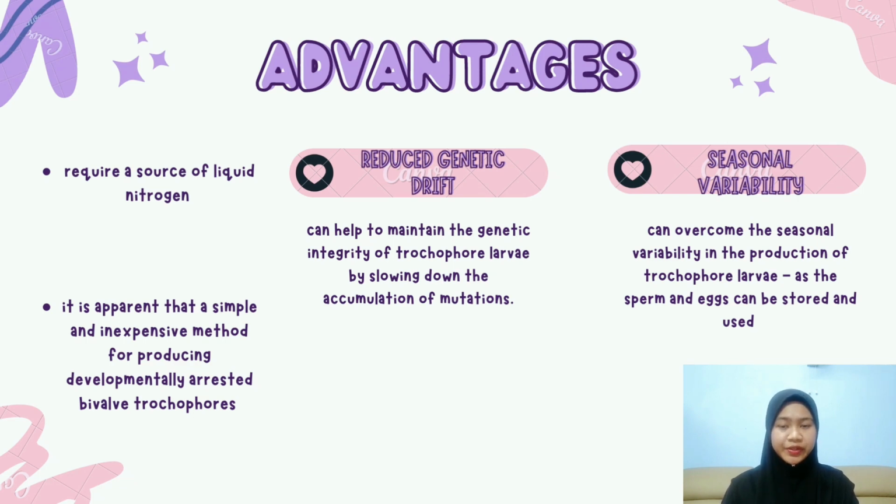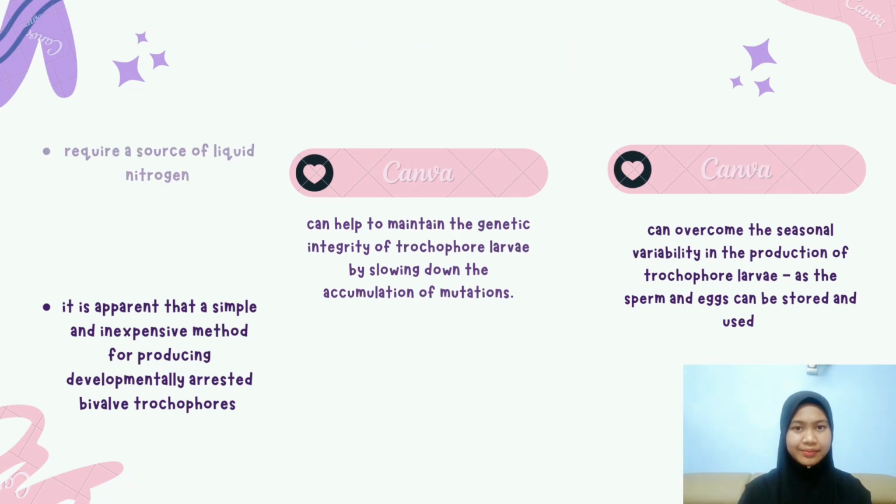Reduce genetic drift. It can help to maintain the genetic integrity of trochophore larvae by slowing down the accumulation of mutations. The last advantage is seasonal variability. Cryopreservation can overcome the seasonal variability in the production of trochophore larvae, as the sperm and egg can be stored and used at a later time.